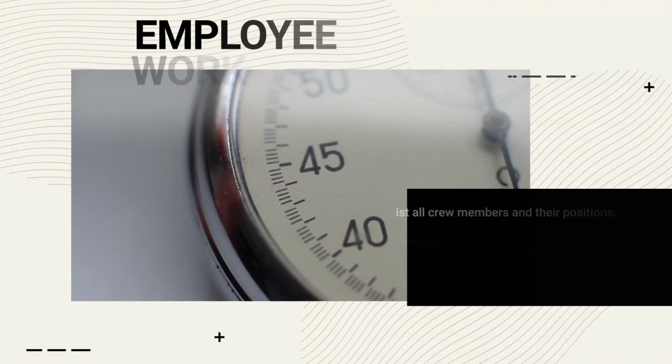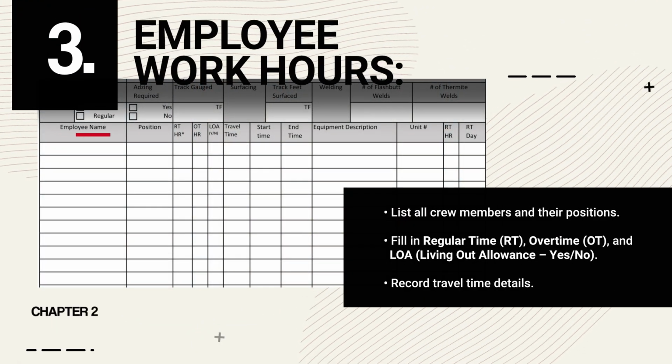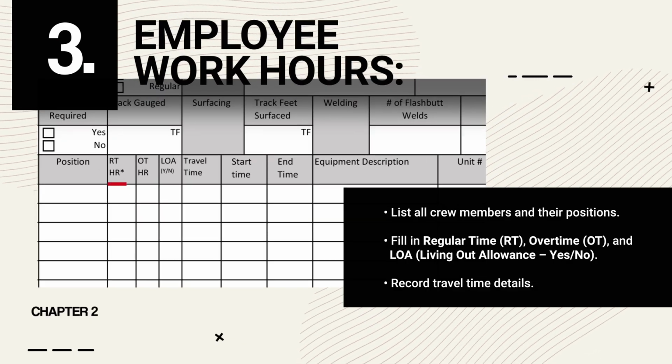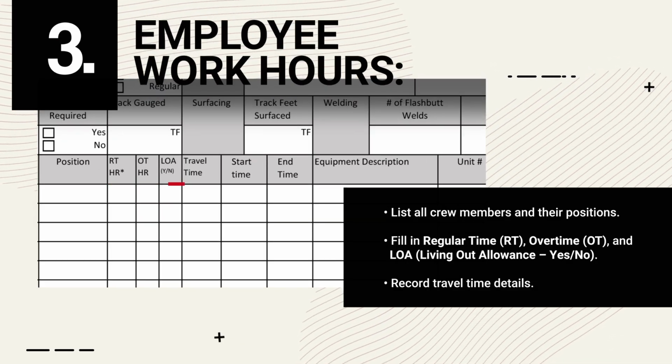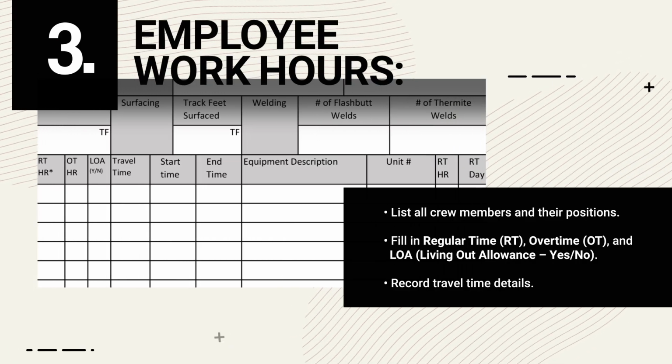3. Hours. Employee work hours. List all crew members and their positions. Fill in regular time, RT, overtime, OT, and LOA, living out allowance, yes, no. Record travel time details.